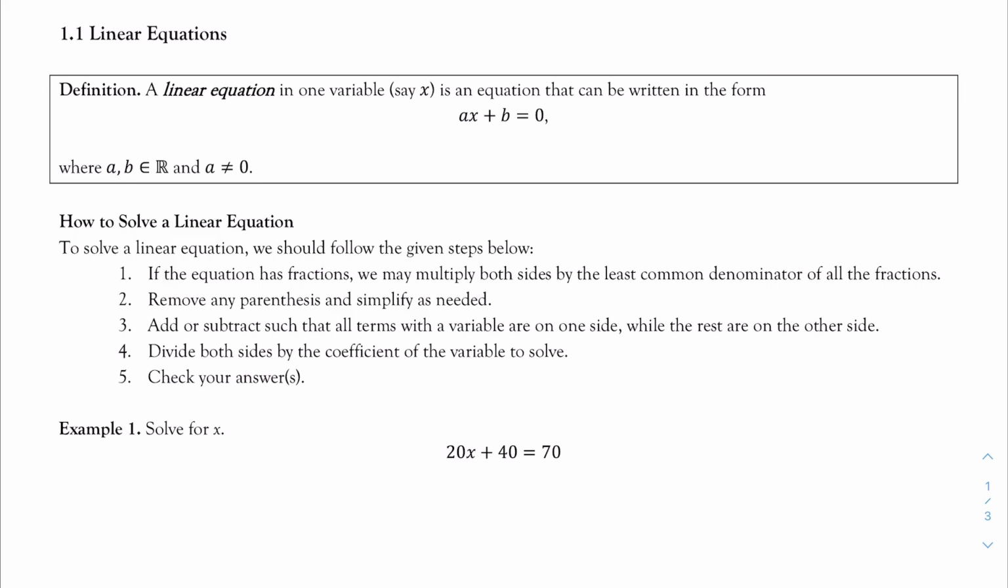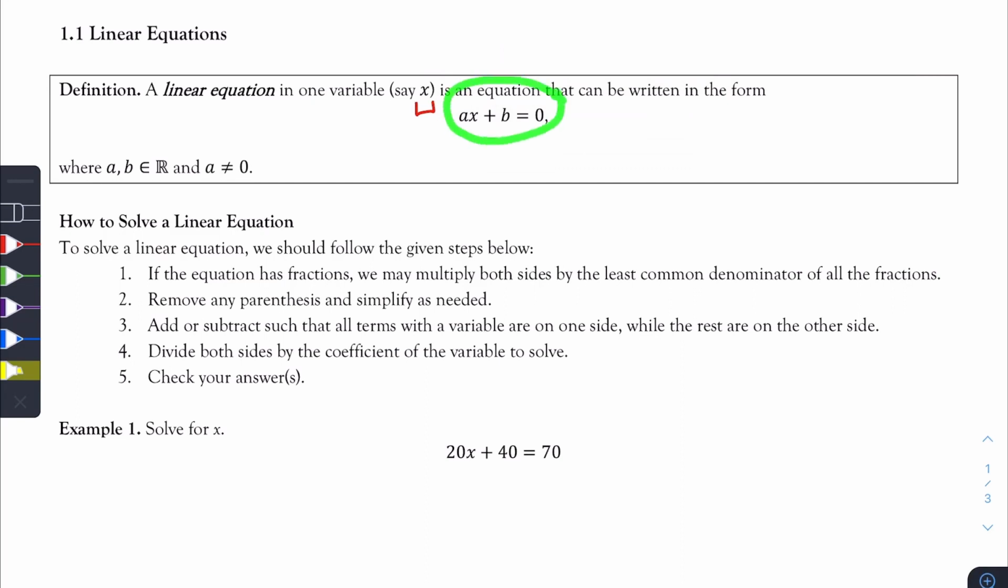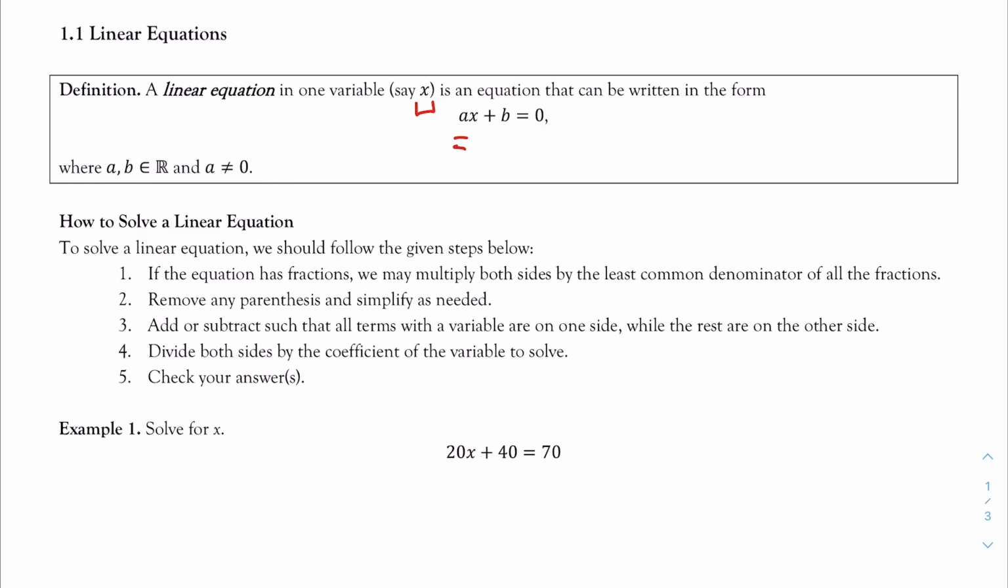A linear equation in one variable, let's go ahead and just say my variable is x, is an equation that can be written in the form ax plus b is equal to 0. In other words, I have a number, let's say a, times x plus or minus another number equal to 0. And this is where a and b are real numbers and a is not equal to 0.